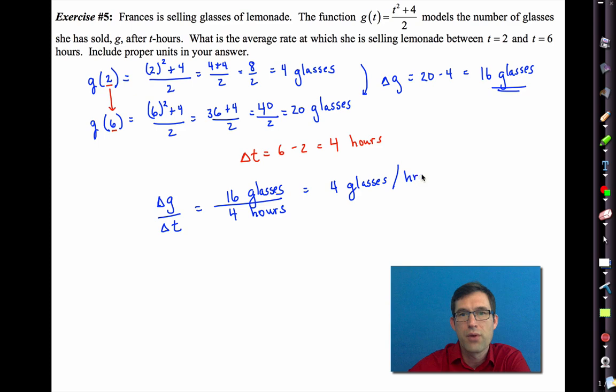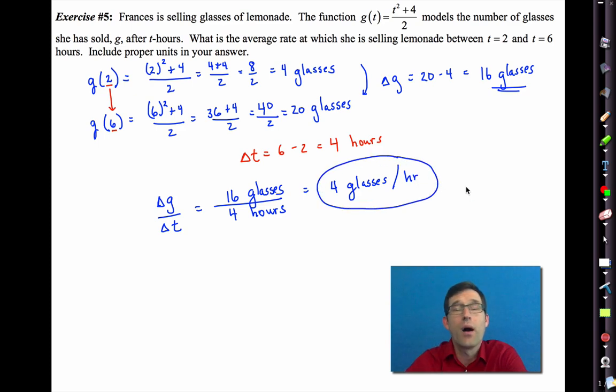glasses per hour. So on average, Frances is selling 4 glasses of lemonade per hour between the 2-hour and the 6-hour mark. I don't know, depending on how expensive the glasses of lemonade are, she might be making quite a bit of money or not so much. All right. Anyhow, I'm going to clear this out, so write down what you need to.